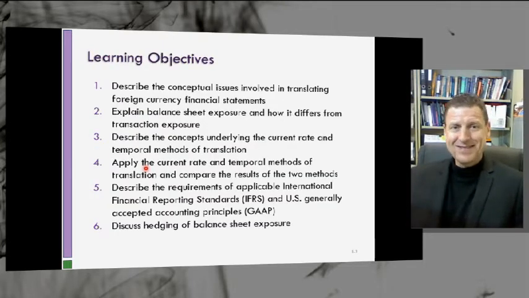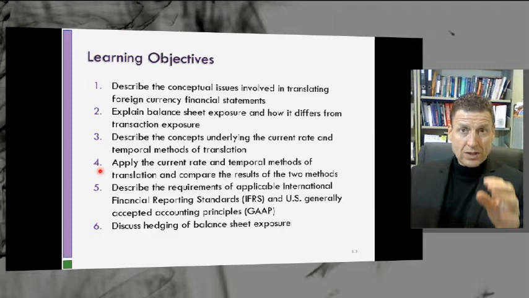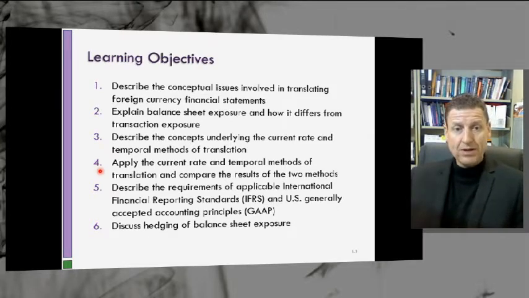So the learning objectives are as follows. We want to describe the conceptual issues involved in translating foreign currency financial statements. We want to explain the balance sheet exposure and how it differs from transaction exposure. We want to describe the concepts underlying the current rate and the temporal methods of translation. And we want to apply the current rate and temporal methods of translation. In other words, you need to be able to do the calculations for the current rate and the calculations under the temporal method of translation. And describe the requirements applicable to IFRS, Generally Accepted Accounting Standards. And we want to discuss the hedging and balance sheet exposure.